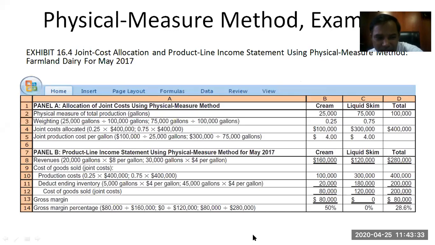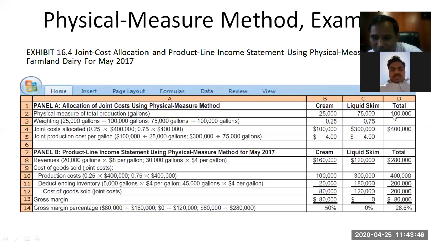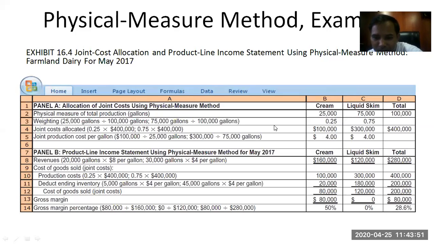See, this is given here. If you see what we've seen, the quantity produced for cream was 25,000 and liquid skim was 75,000. The total comes to 100,000 gallons. The ratio is calculated. Weightage is calculated: 25,000 divided by 100,000, and 75,000 divided by 100,000. So this comes to 25% and 75%.